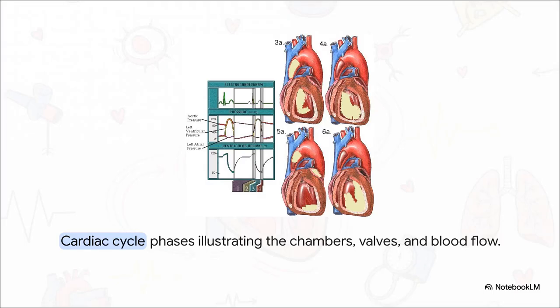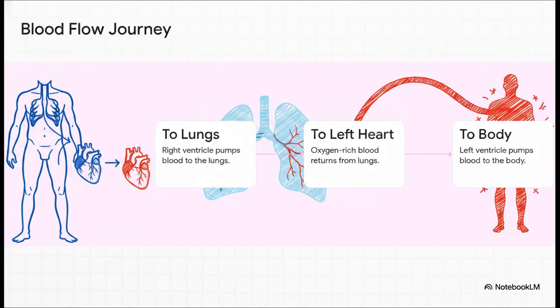When we look at the structure here, notice how the whole building is basically split right down the middle by a wall, which we call the septum. The right side of the building, the right atrium and right ventricle, deals exclusively with oxygen-poor blood coming back from your body. Meanwhile, the left side, the left atrium and ventricle, is entirely dedicated to handling the freshly oxygenated, rich blood coming straight back from your lungs. It's a continuous, strict 1, 2, 3, 4 journey.